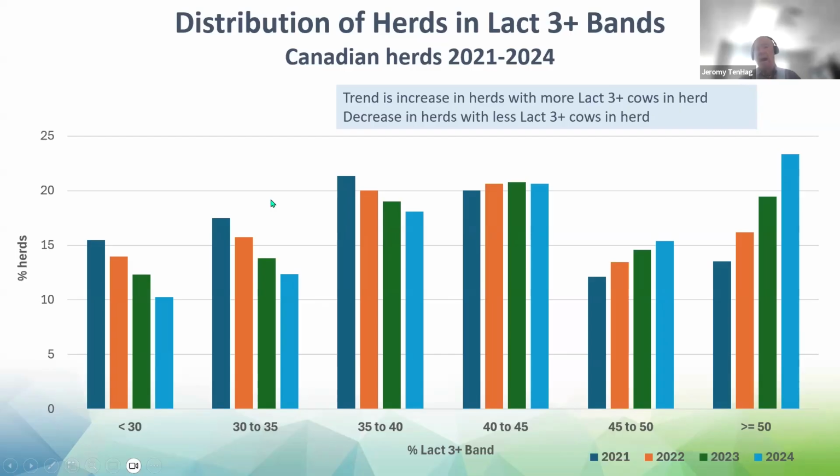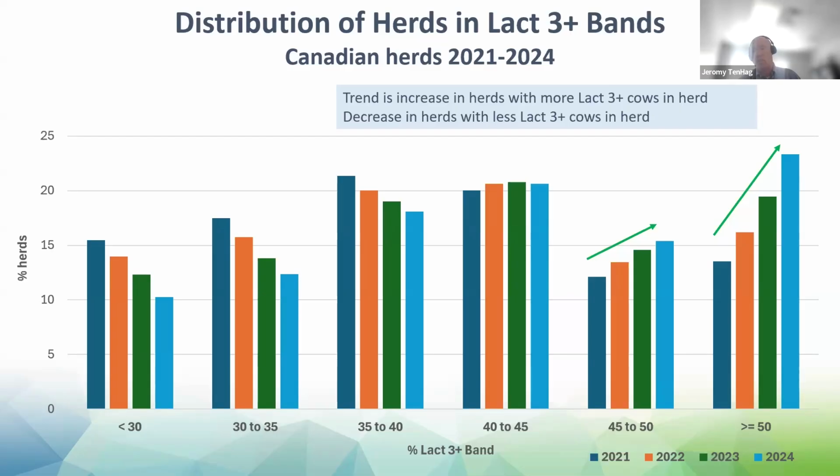Okay, and you'll see the trend here, and this is a 4-year trend, right? It's for all the Canadian herds put together. It's not regional now, but you'll notice the trend in the last 4 years is that the percent of the herd that's in lactation 3 plus is growing, or expanding, right? And especially in that far right category, it's expanding significantly. It goes from about 13, 14%, and now it's 23%. So it's increased by 10% here.